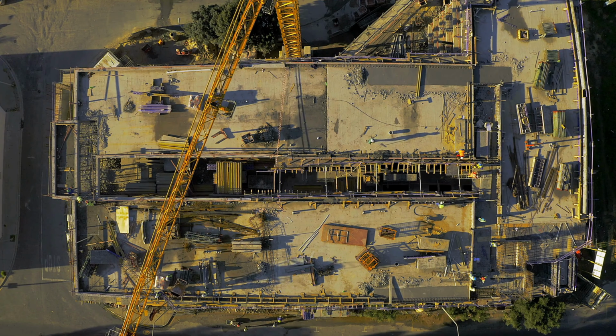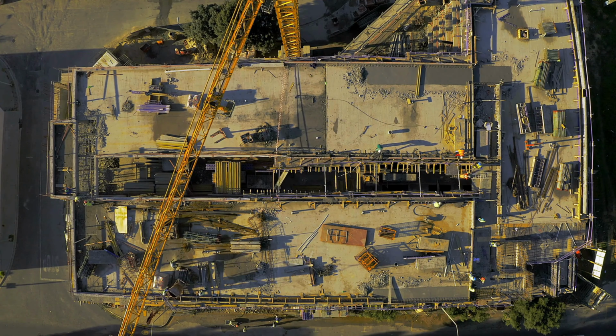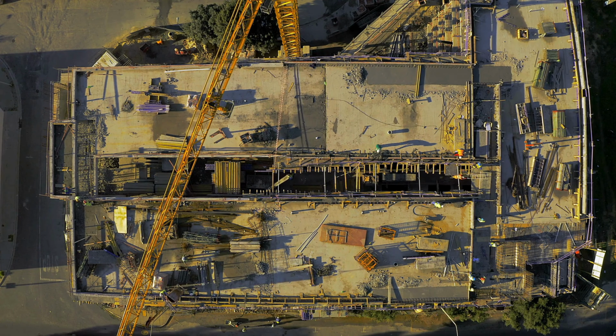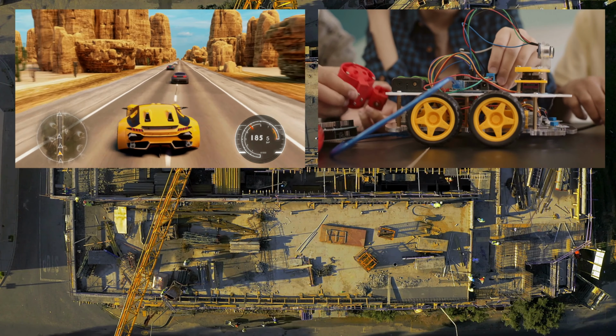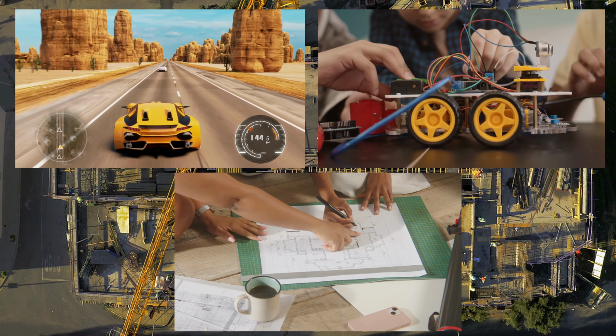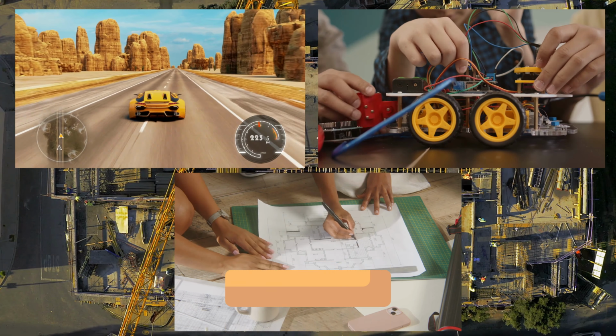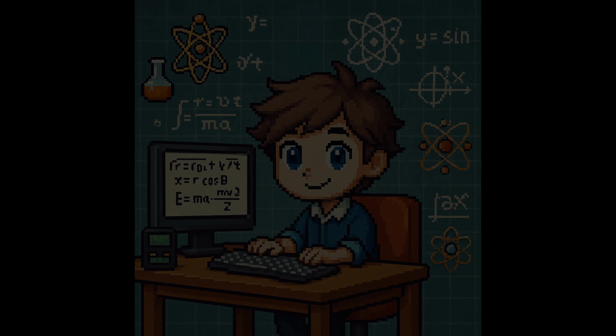Hey everyone! Today we're diving into the foundations of engineering. Just like a building needs a strong base to stand tall, every project, whether it's a game, a robot, or an idea, needs solid fundamentals. In this video, I'll walk you through the core building blocks that will help you build smarter, faster, and more reliably. Ready to lay your engineering foundations? Stick around and I'll show you how.